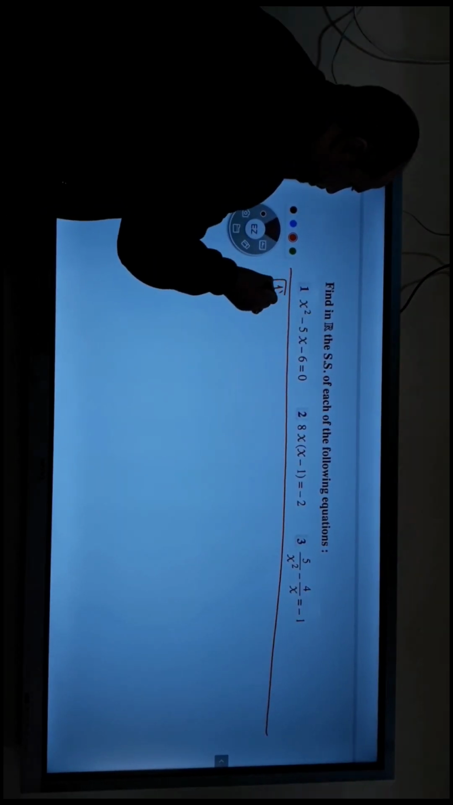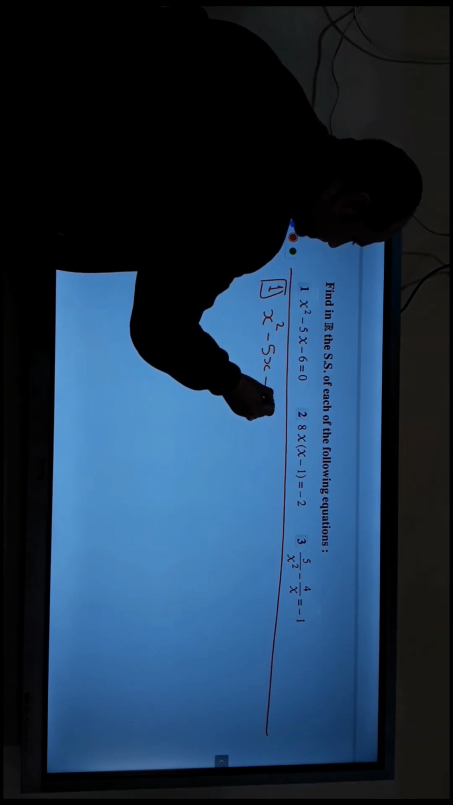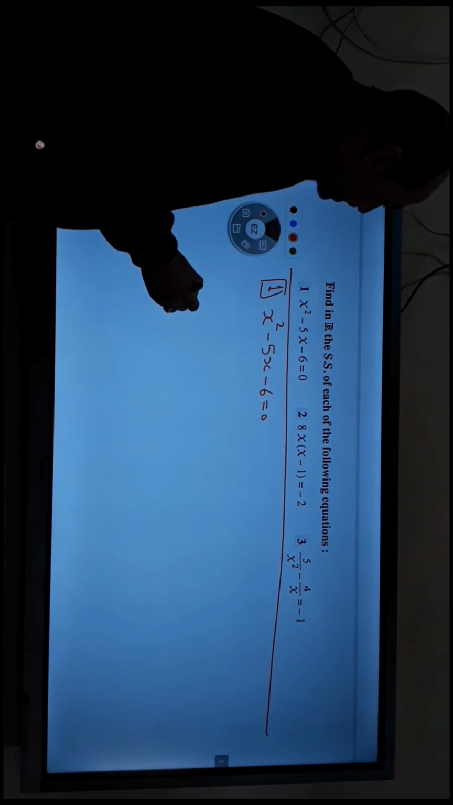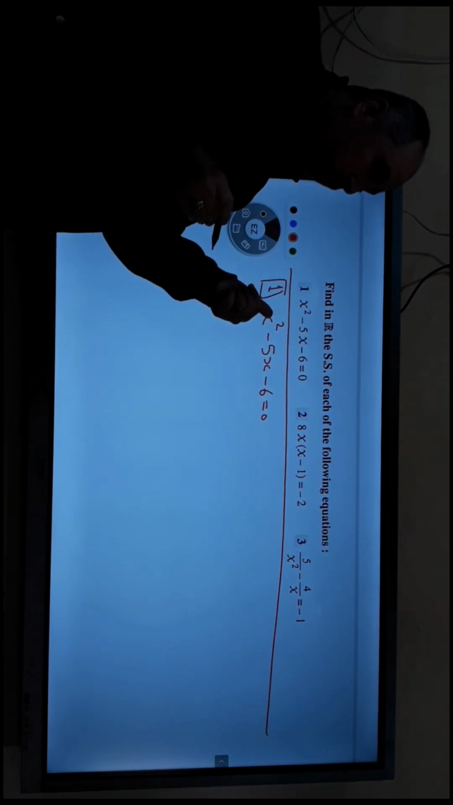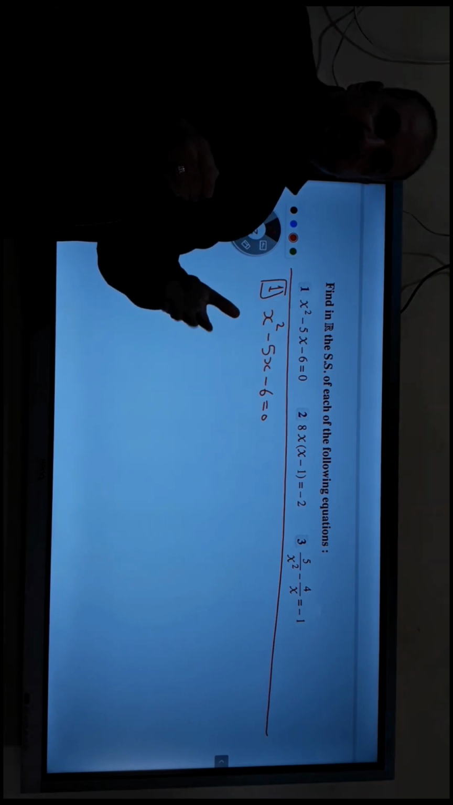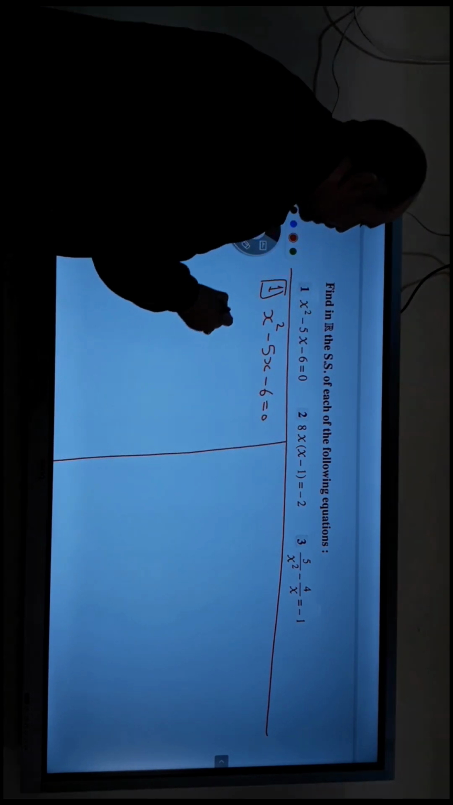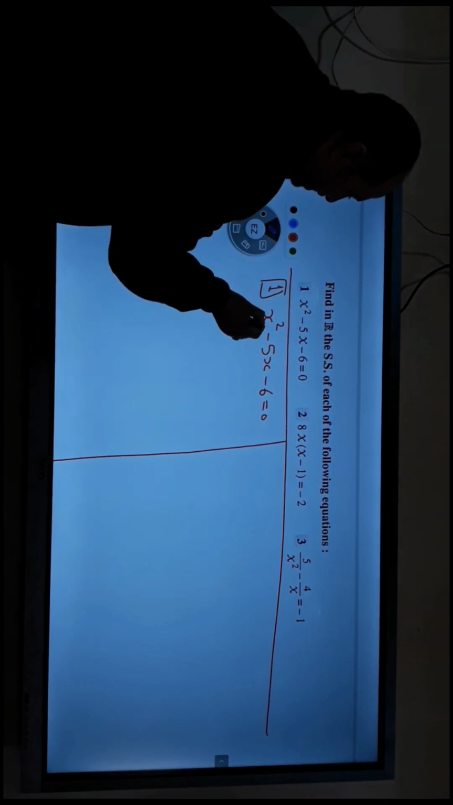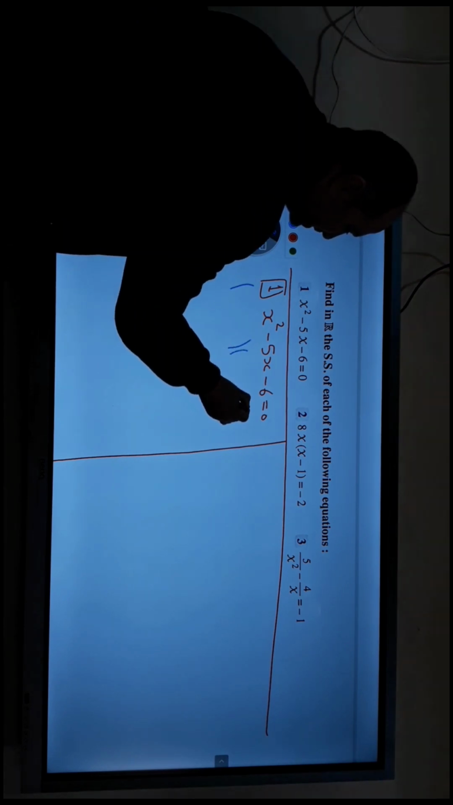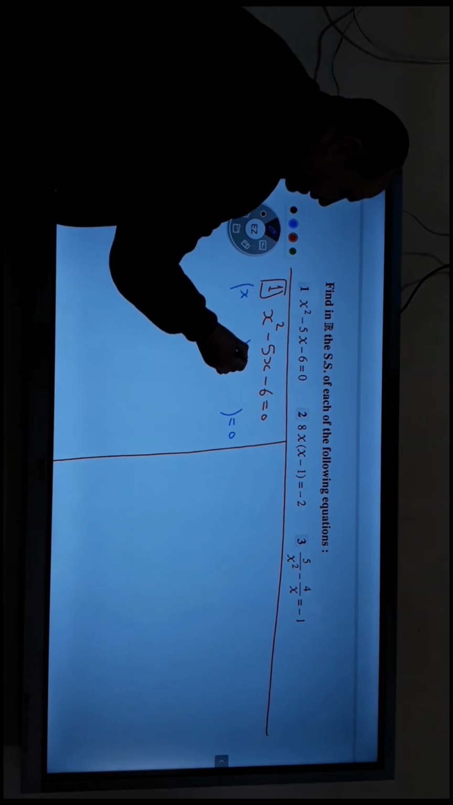The first example, number 1: x² - 5x - 6 = 0. In this problem, we have two methods. One is factorizing and the other is the general formula. By factorizing, we have two parentheses and distribute x here and x there.